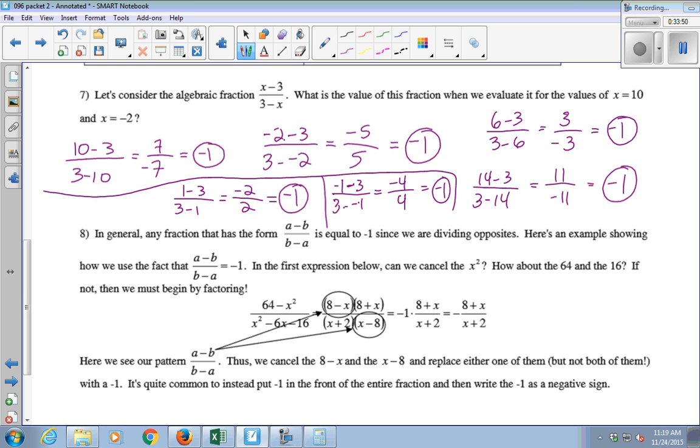Always going to be negative 1. You can just automatically write negative 1. Yeah, and we're going to do an example where we do that.